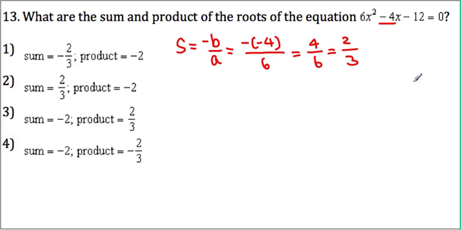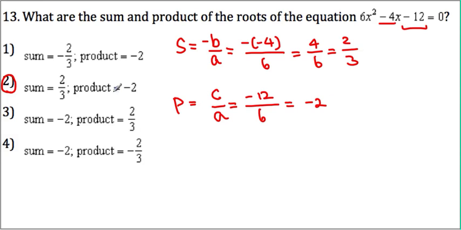Alright, and we see that the only thing that's possible is choice 2. So that becomes our answer. But just for the sake of learning, what is the product? Product is just C over A. What's the value of C? Right over here. Negative 12 over A. A is equal to 6. Then when you simplify them, it becomes negative 2, which confirms our answer.